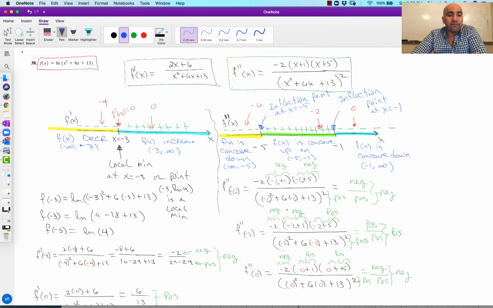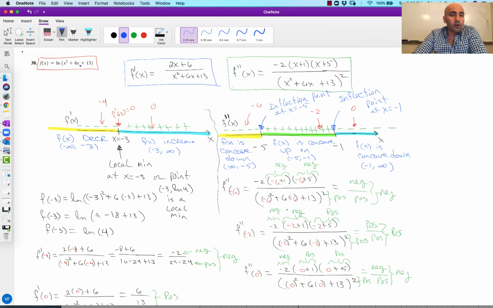When we examine our first derivative sign chart, we see that whenever the first derivative is negative, it means that the underlying function is decreasing. So we know that this function f is going to be decreasing on the interval from negative infinity to negative 3. We also know that the underlying function is going to be increasing from negative 3 all the way to positive infinity. And we also know that there's a local minimum at x equals negative 3.